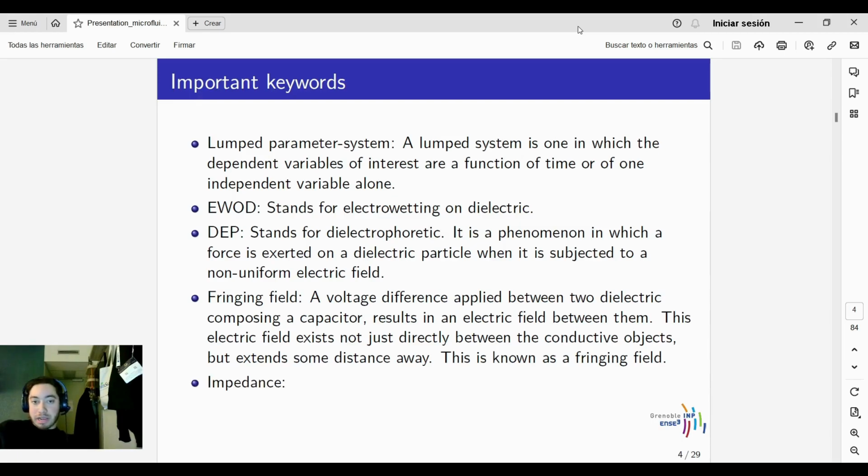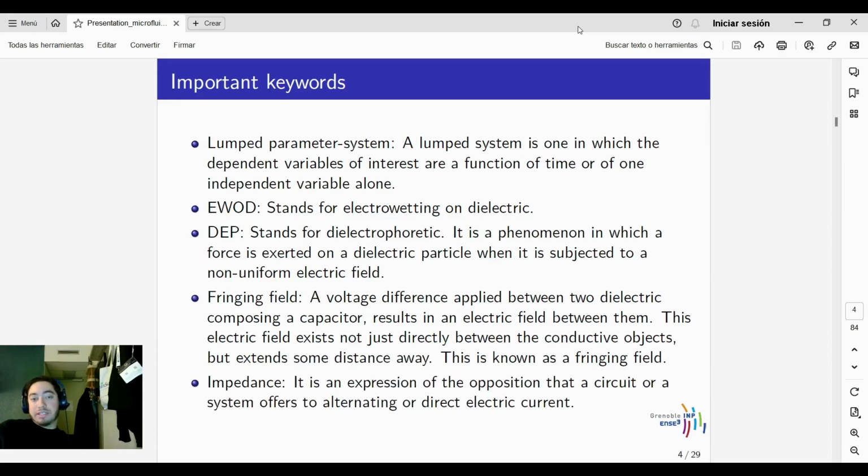And the last term that I consider very important to remark is the impedance. So this is actually the opposition of a system or a circuit to alternating current, AC. I do apologize because there is a mistake here in the slides. I put the electric current as well.